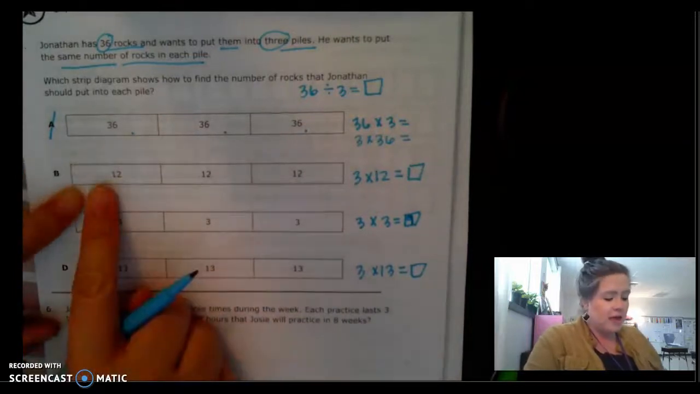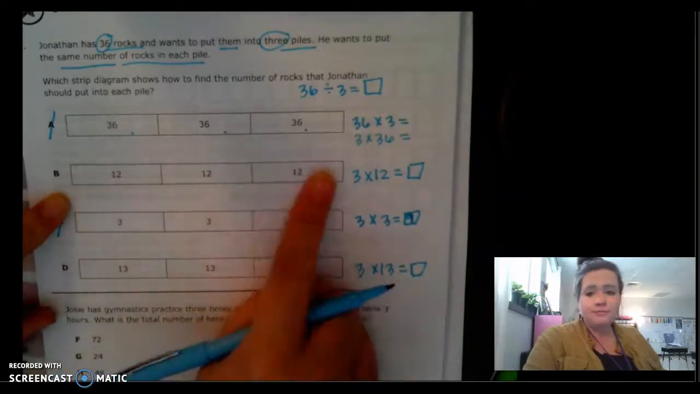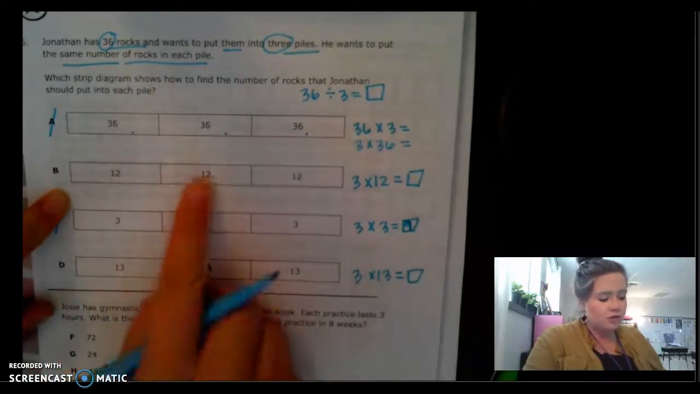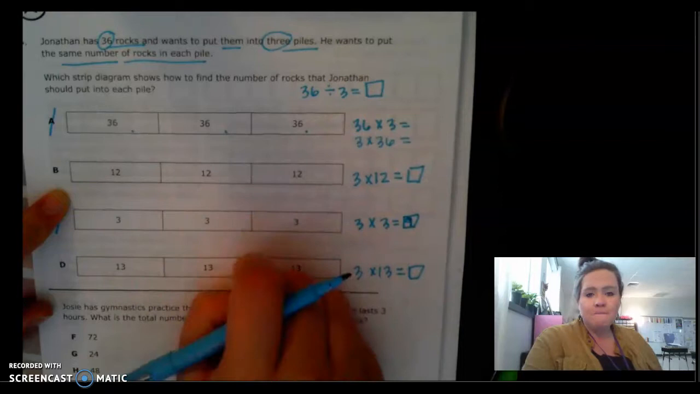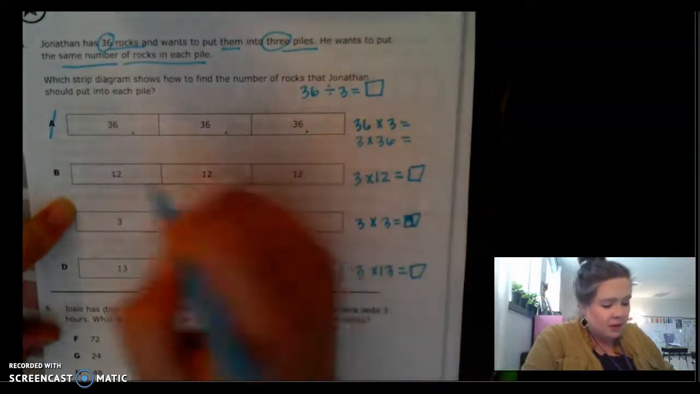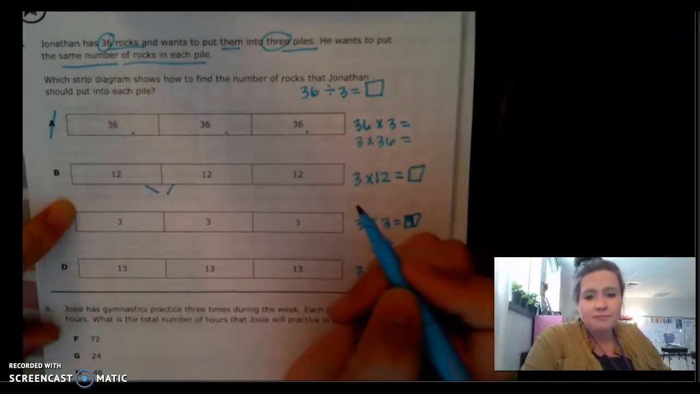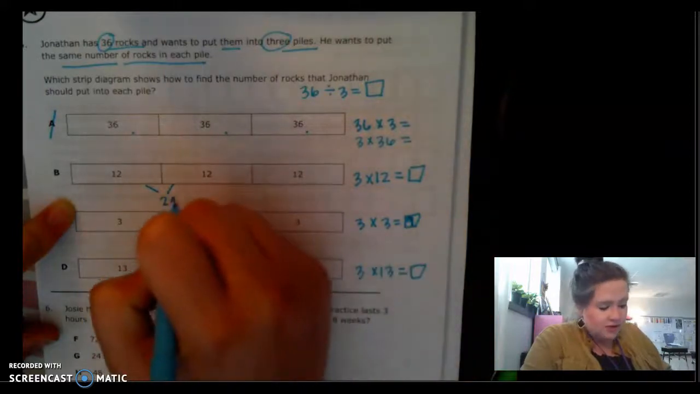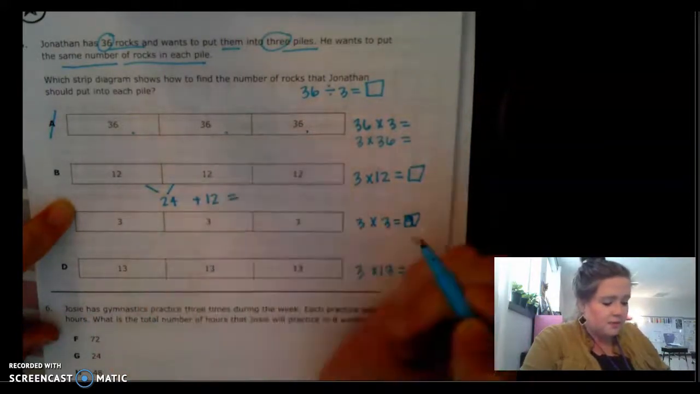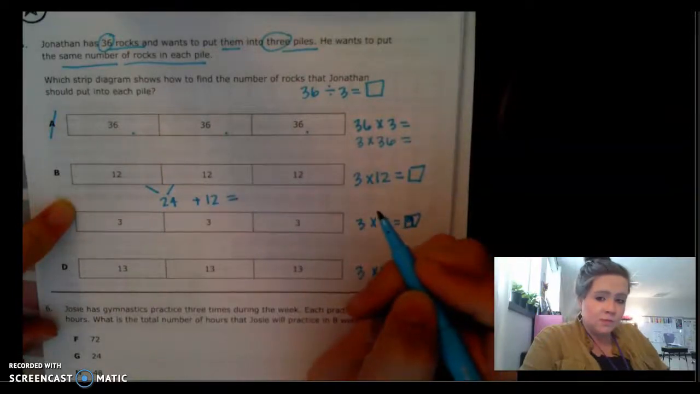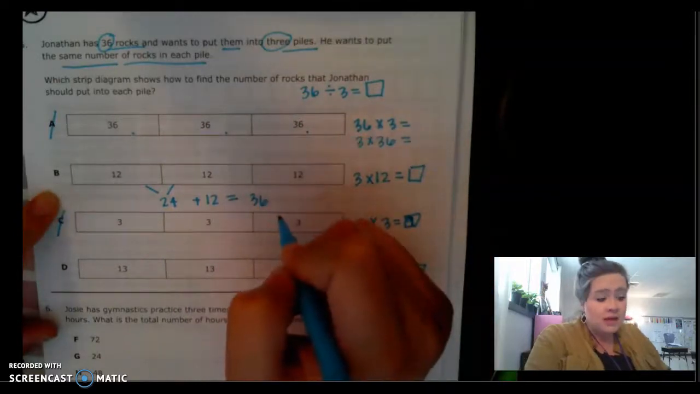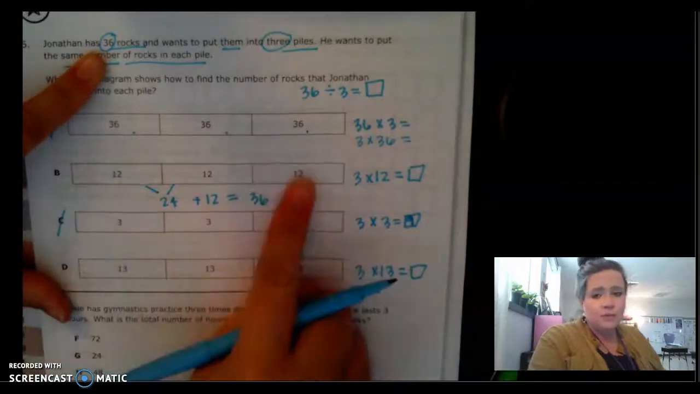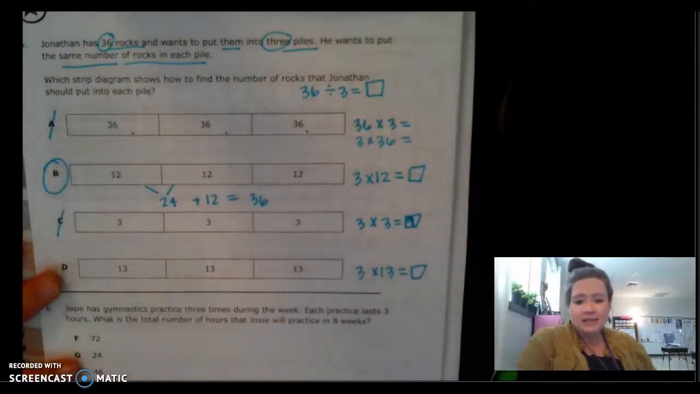Let's look at letter B. How could I figure out how many rocks this is total? Because this is group 1 with 12, group 2 with 12, or group 3 with 12. How do I figure out how many rocks this is total? Good, I can just add these up. 12 plus 12 is what? 24 plus 12 more equals 36. Good. So how many rocks does he have total? He has 36 total rocks. How many rocks is this total? 36. That is your correct answer.